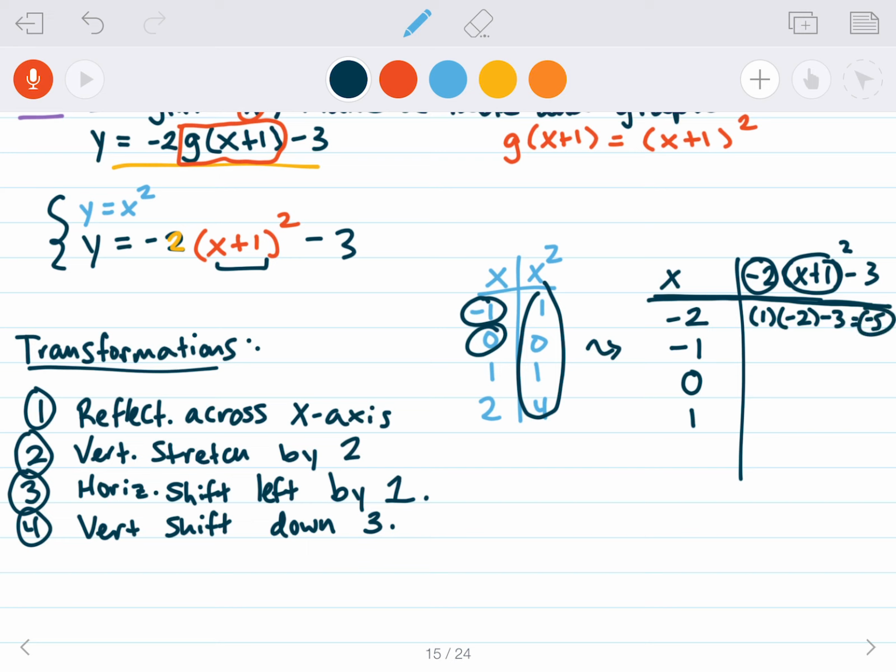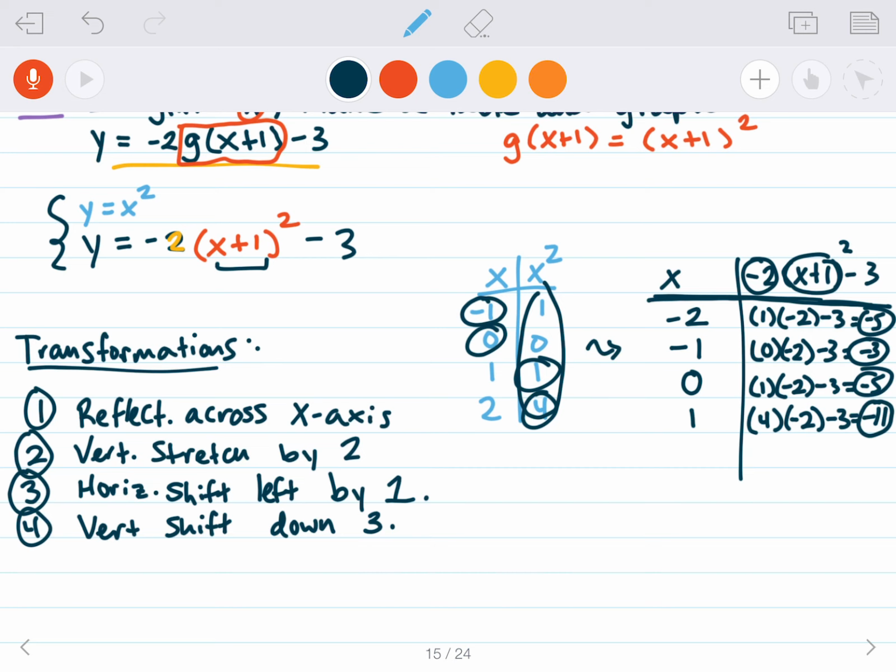All right, same thing with the next one. We have an output of 0. We're going to multiply it by that vertical stretch factor, negative 2. Then apply the vertical shift, minus 3, and we get minus 3. Here, our output is 1. 1 times negative 2 minus 3 is again negative 5. And finally, our last output is 4. So 4 times negative 2 minus 3 is negative 11.